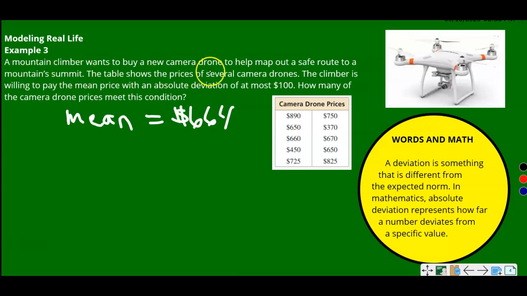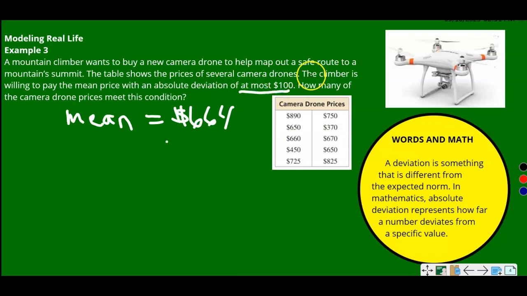Now let's read this again and see what it says exactly so we know exactly what we need to do. A mountain climber wants to buy a new camera drone to help map out a safe route to the mountain's summit. The table shows the price of several camera drones. The climber is willing to pay the mean with an absolute deviation of at most $100. How many of the camera drone prices meet this condition? We can set up an absolute value inequality to represent this. And we know that at most means less than or equal to. So we can start with that.